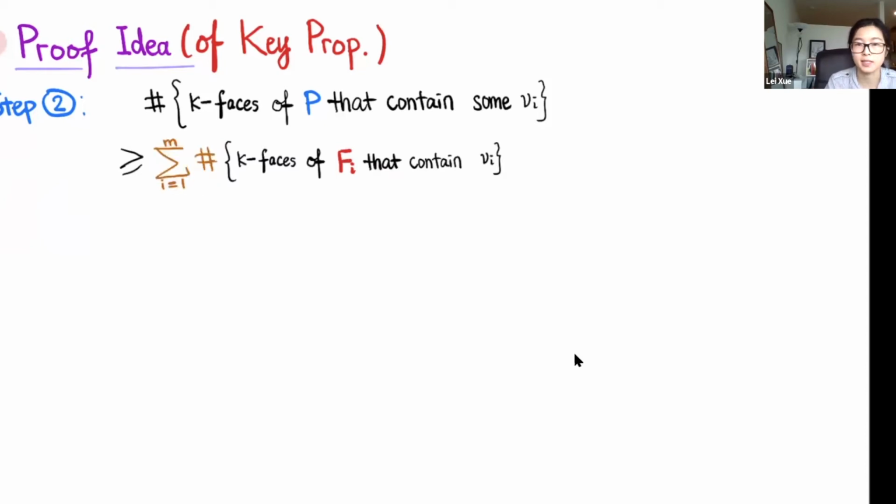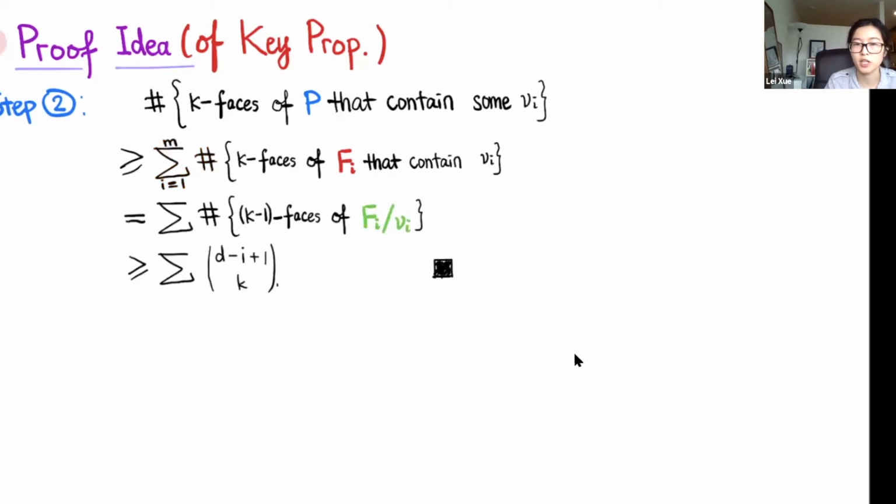So we can write it as a summation. Now we're only counting for each i the number of K faces in Fi containing Vi. And then we use the bijection that we learned when we defined the vertex figure to substitute each of those sets by the set of all K minus 1 faces in the vertex figure. And the number of those faces will be at least the number of K minus 1 faces in the simplex of the correct dimension. And that's how we prove the key proposition.